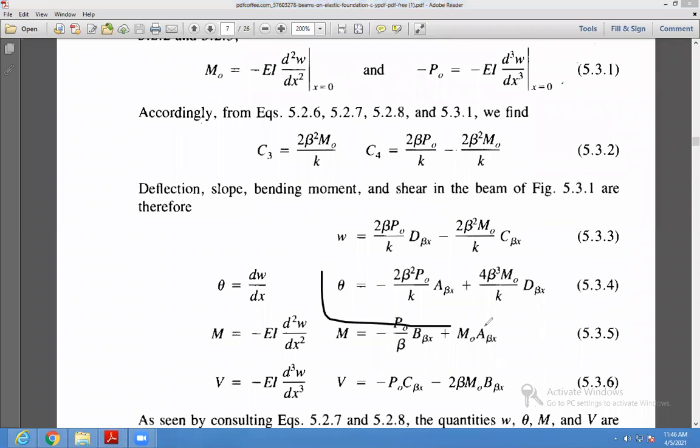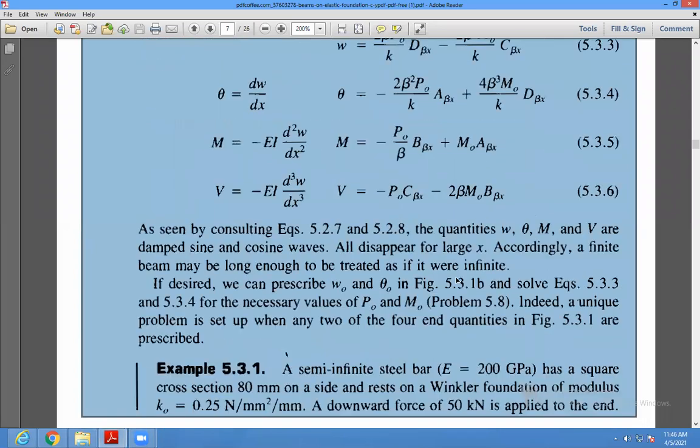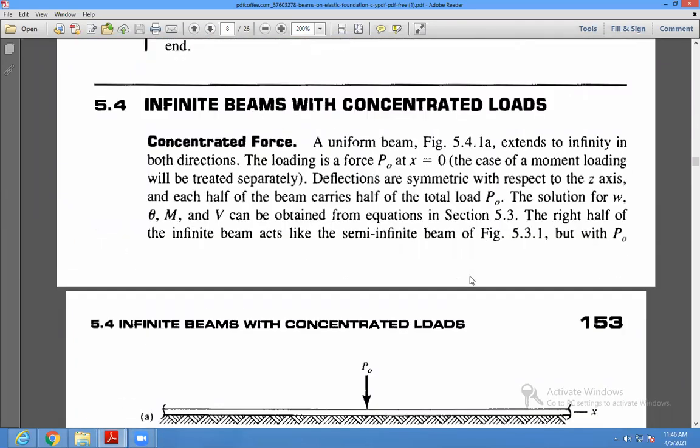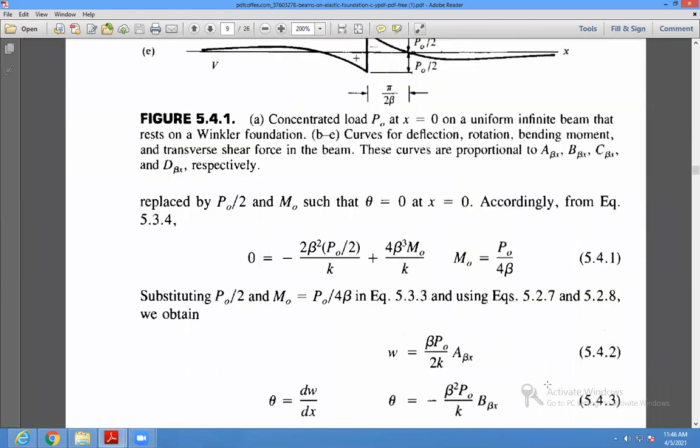The equation of theta is minus 2 beta square P naught by k A beta x plus 4 beta cube M naught by k D beta x. Now P naught is replaced by P naught by 2, and x equal to 0, depending upon the values of the table.